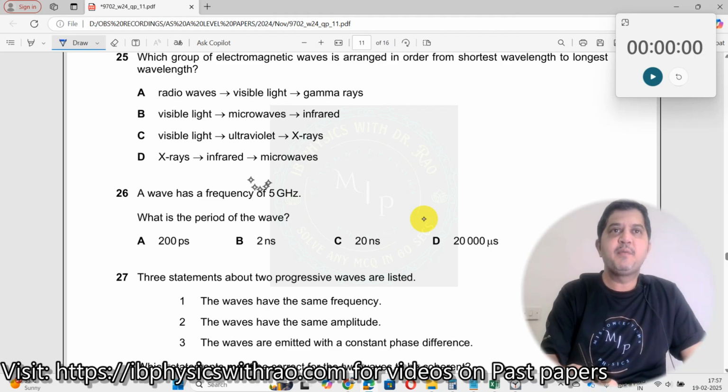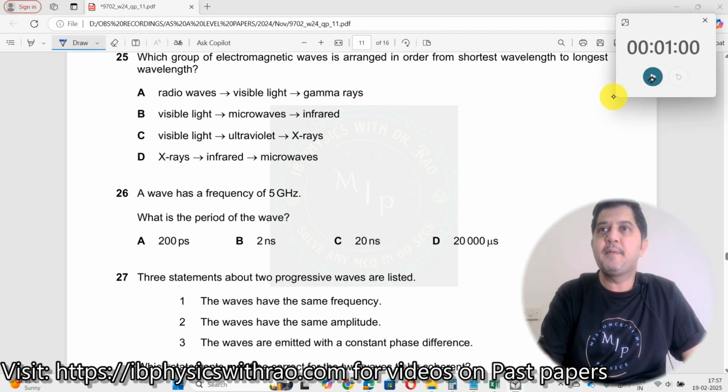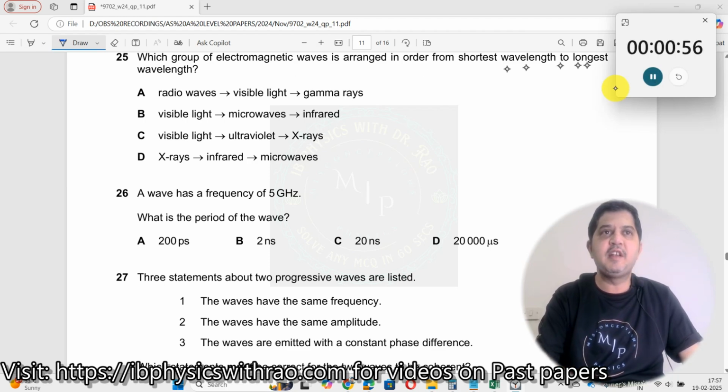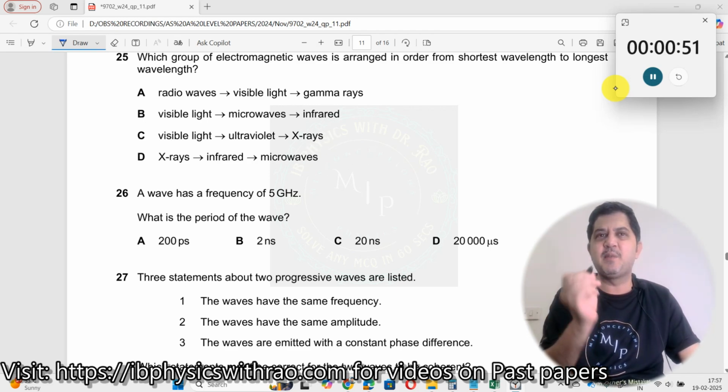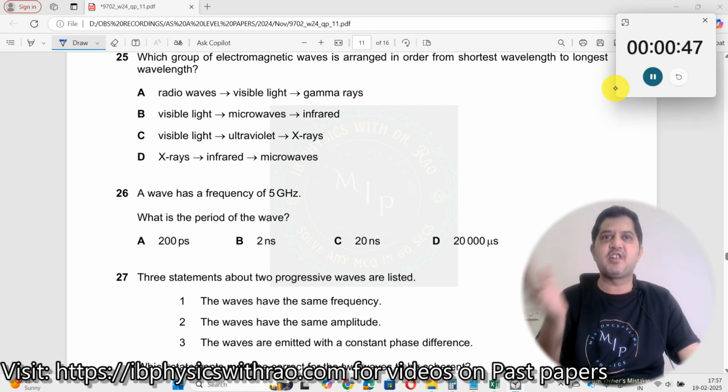Question number 25. Which group of electromagnetic waves is arranged in order from shortest wavelength to longest wavelength? You know, when such kinds of questions are asked, many students make a mistake. They always get confused about which one to write first, which is longest wavelength, shortest wavelength, and so on.